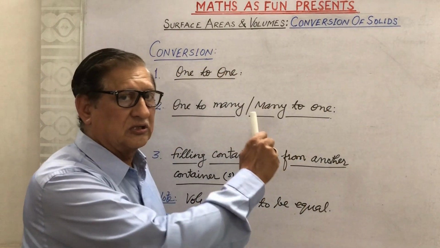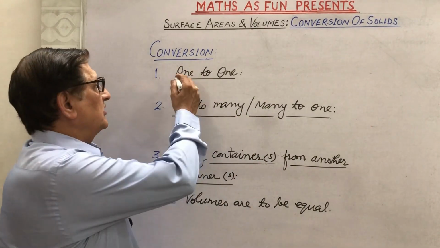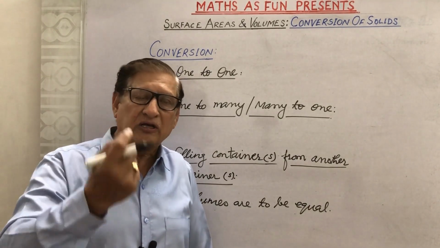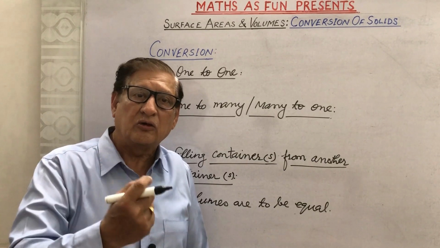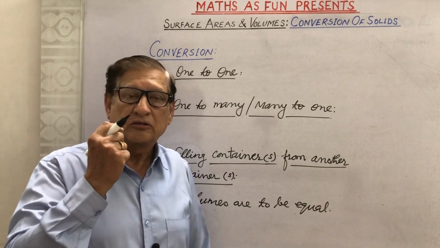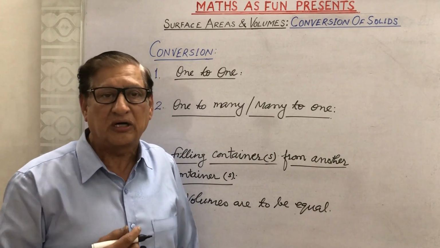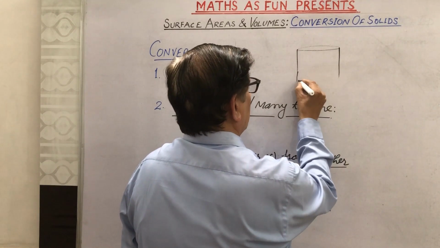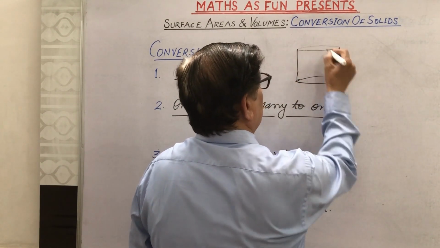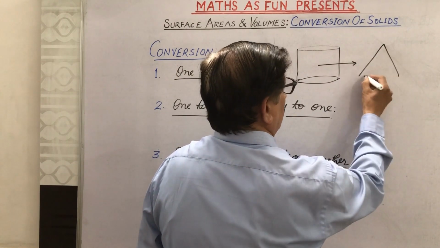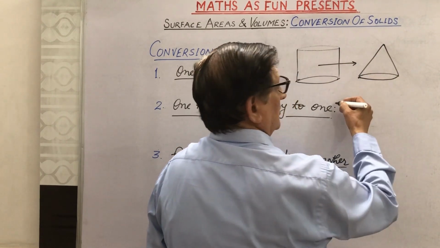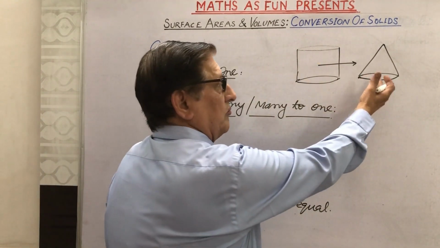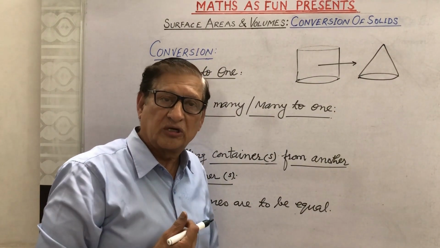See, here we have generally three types of cases. The first case we have is 1 to 1. 1 to 1 means suppose one of the solids that is made of any substance or any metal is melted and recast into some other solid. Suppose we have a cylinder and this cylinder we want to convert into a cone. This may be hollow or solid. Another one may be hollow or solid in which we are converting.